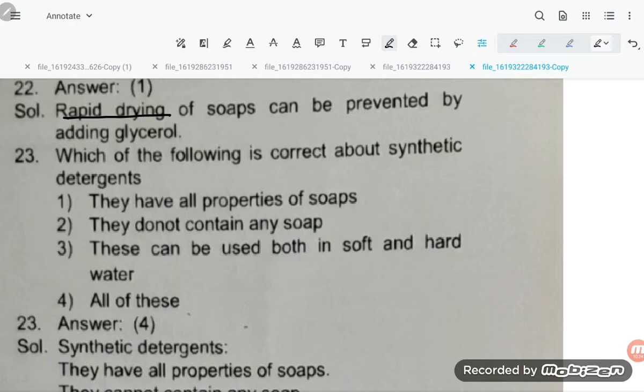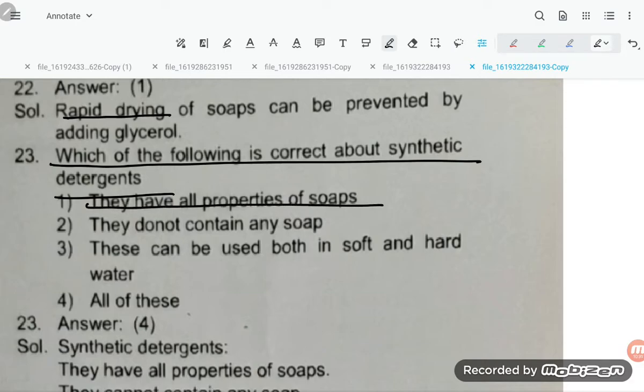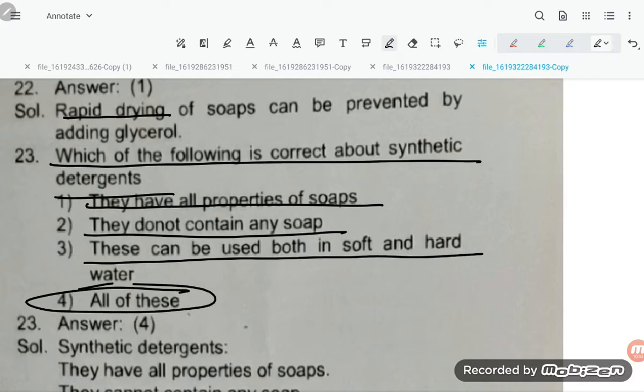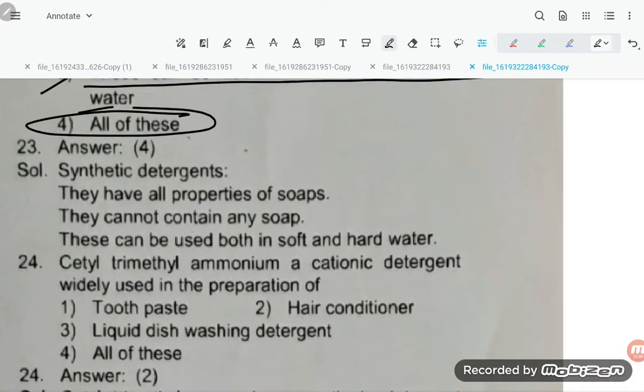Which of the following is correct about synthetic detergents? They have the properties of soap. They do not contain any soap. These can be used in both soft and hard water. So all of these are correct, students. 1, 2, 3 are correct.